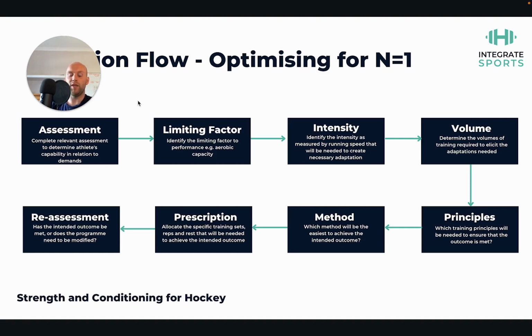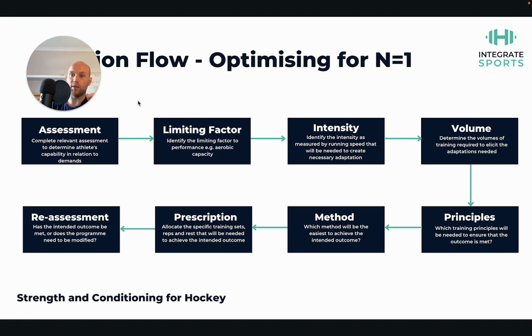Method: which method will be the easiest to achieve the intended outcome? Probably going to use some short aerobic intervals based on maximum aerobic speed, because it's the simplest method, which provides overload, matches the speed profile, and leads to the intended outcome of increasing maximum aerobic speed. Prescription: we're then going to allocate the specific training sets, reps, and rest that we need. So in this case, we're trying to achieve high volume in the off season with a speed profile with short aerobic intervals. We might be doing something like 3 sets of 15 repetitions of 10 seconds on, 10 seconds off with 5 minutes recovery in between.